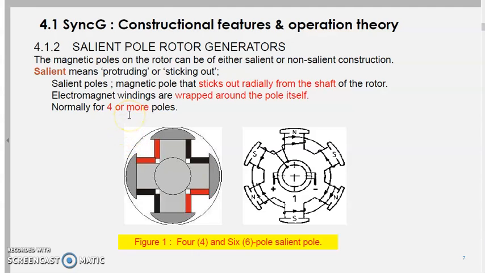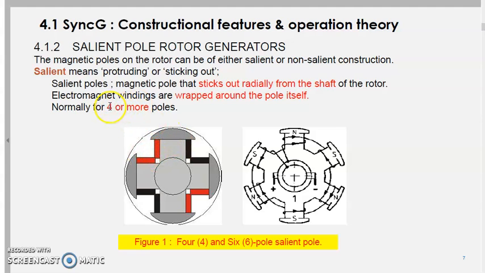Okay, salient pole generators. The magnetic poles on the rotor can be of either salient or non-salient construction. Salient means protruding or sticking out. You can see them sticking out. So the magnetic poles stick out radially from the shaft of the rotor, and the coils will be wrapped around the pole itself.